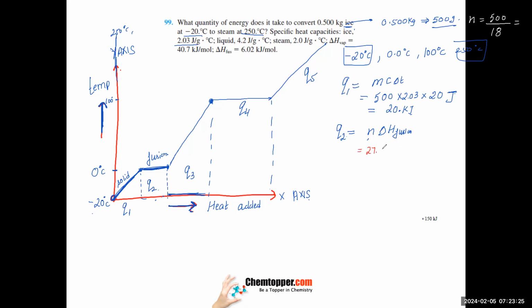And what is delta H of fusion? That is given. Delta H of fusion is given to us, 6.02 kilojoules. This is in kilojoules. That is the reason I said let's convert all of them in kilojoules. So we converted this in kilojoules, but this is already in kilojoules. And how much is this? 167.2 kilojoules. We'll take care of the sig fig later on. Q3. Here also you can take care of sig fig in the last.